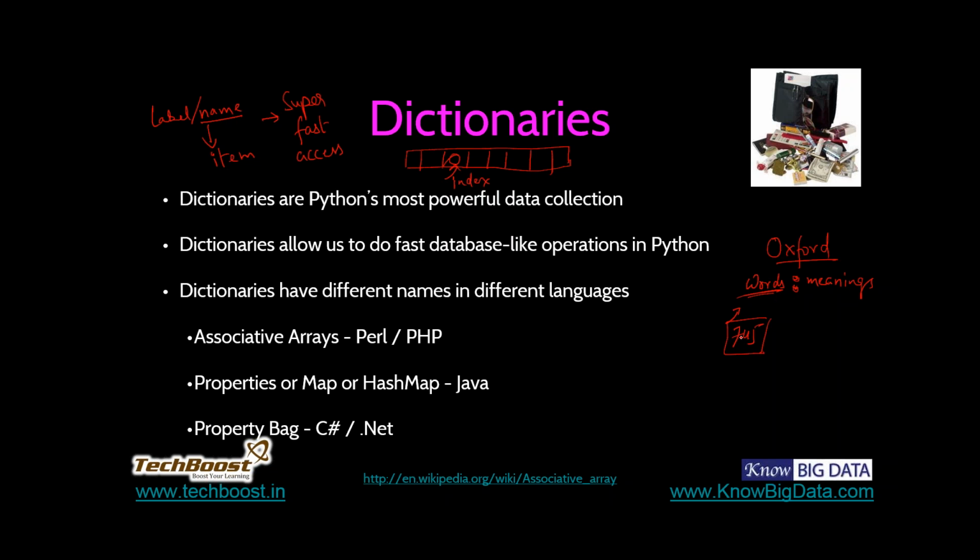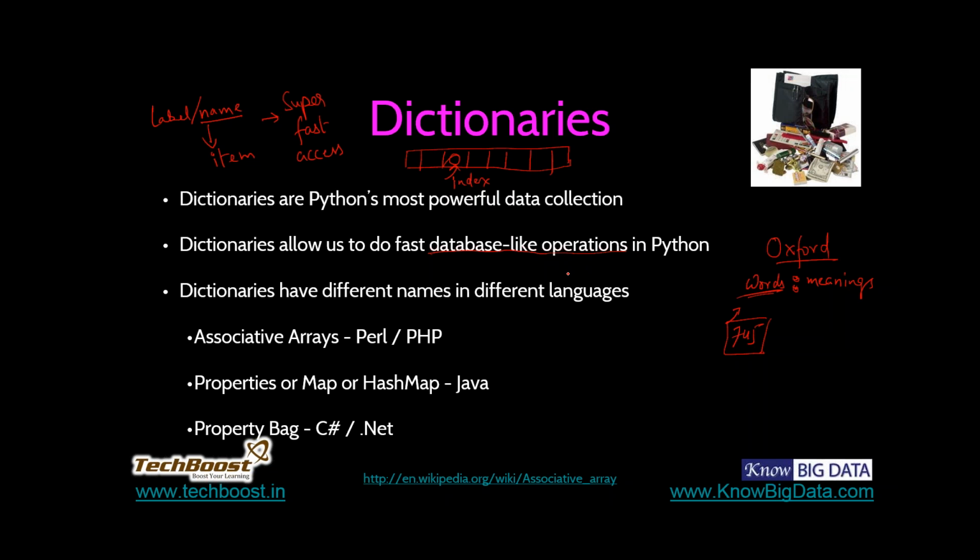All right, and hence the search in the dictionary is very fast, right? So what does it say? Dictionaries allow us to do fast database-like operations. All right, so you can do similar sort of operations using the dictionary.